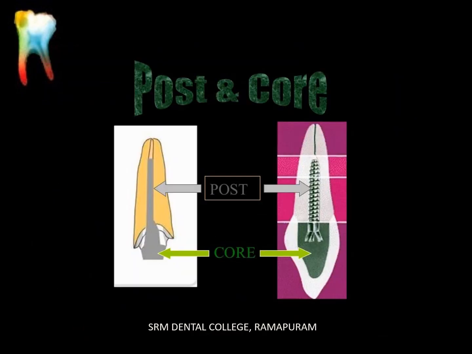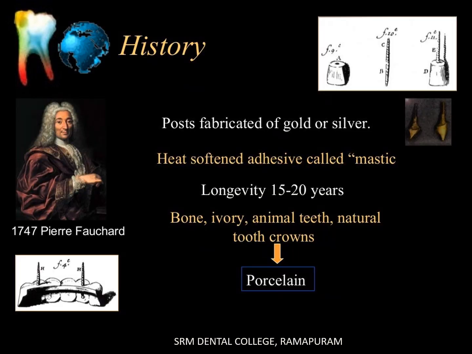For restoration of extensively damaged teeth, we use post and core. The post is the part that goes into the root structure, and the core is the part that builds up the crown structure. Cores were fabricated initially from gold or silver. It was first introduced by Pierre Fauchard in the year 1747.